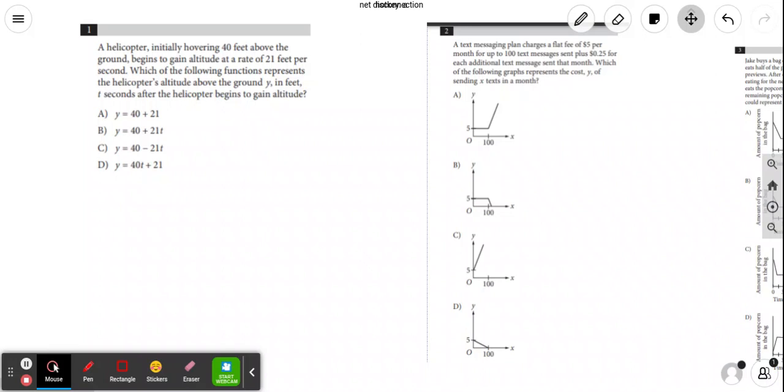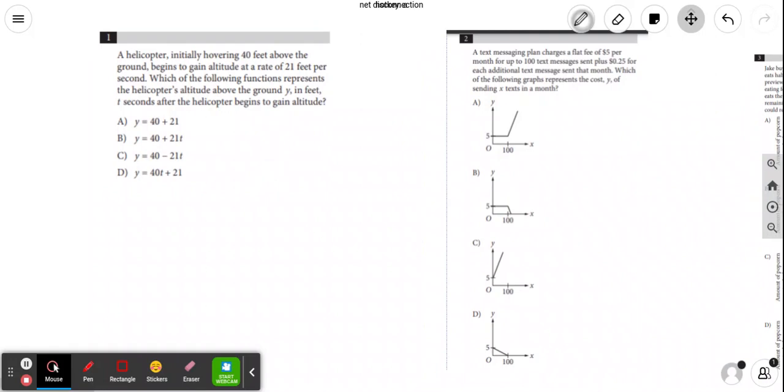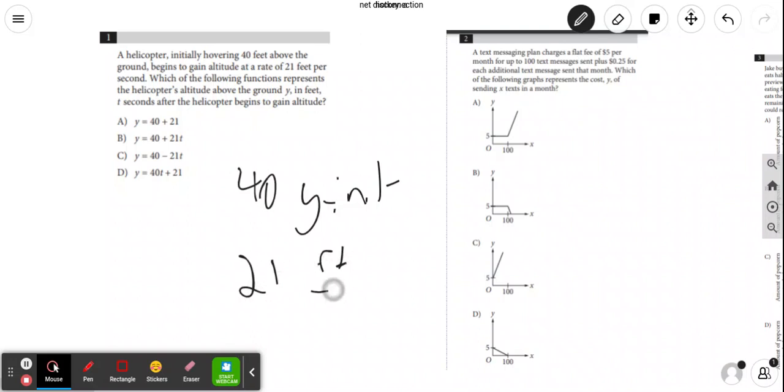Okay, first read the problem. A helicopter initially hovering 40 feet above the ground. So it's like your y-intercept, right? So 40 is the y-intercept. I always like to think of these things in systems of equations because it makes it easier. Begins to gain altitude at a rate of 21 feet per second. That's your slope, so that's also your rate. So feet per second. Which of the following represents the altitude above the ground y in feet 2 seconds after the helicopter begins to gain altitude?